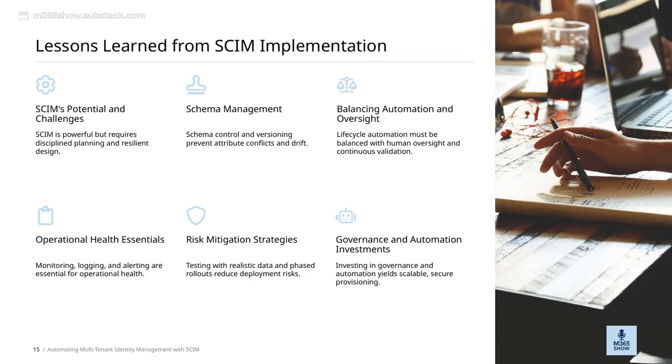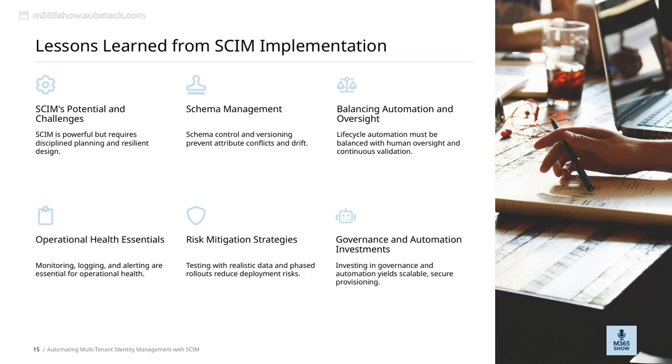Monitoring, logging, and alerting are fundamental to maintaining operational health. These tools keep us informed about system performance and help us quickly identify and resolve any issues that arise. When it comes to lifecycle automation, it's important to strike a balance. Automate where it makes sense, but maintain human oversight and ongoing validation to prevent errors and ensure the system adapts to changing needs. Schema control and versioning are also vital. They help prevent attribute conflicts and data drift, keeping our identity data consistent and reliable over time.